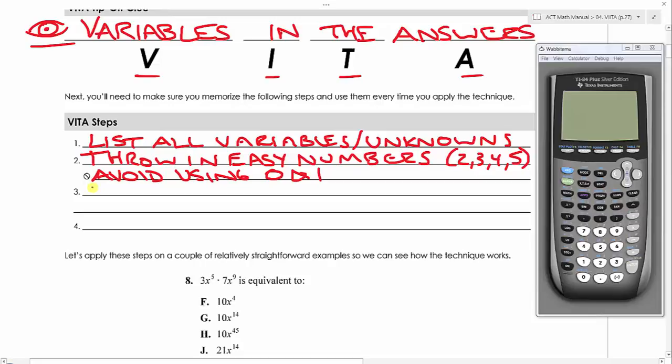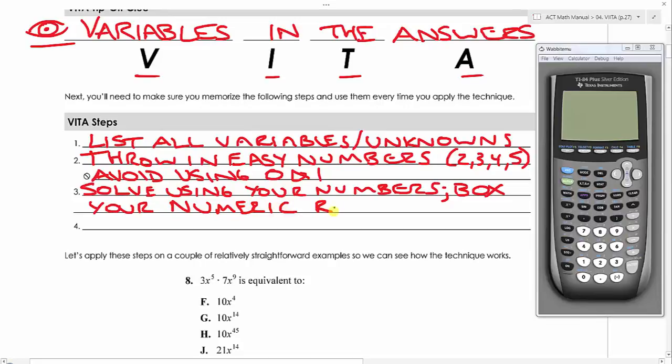Once you have thrown in your numbers, you are going to solve using your numbers. So you're going to throw in your numbers, you're going to solve, and you are going to box your numeric result. So box your numeric result. So again, you're going to toss in your numbers that you have chosen here in step 2. You are going to solve the question using those numbers. You're just going to be doing mainly arithmetic, adding, subtracting, multiplying, dividing, and then you are going to put a box around the number that you get.